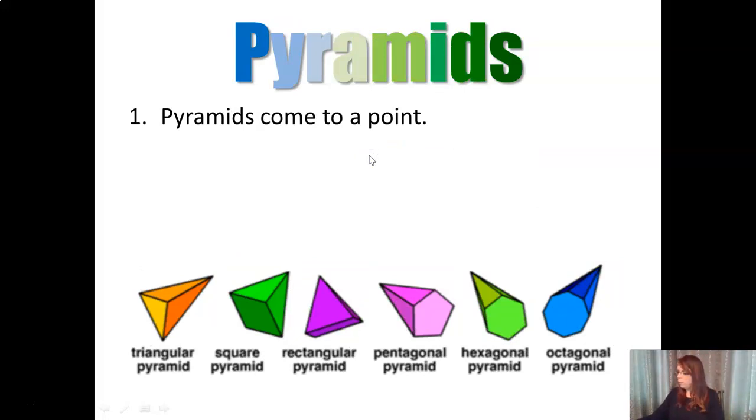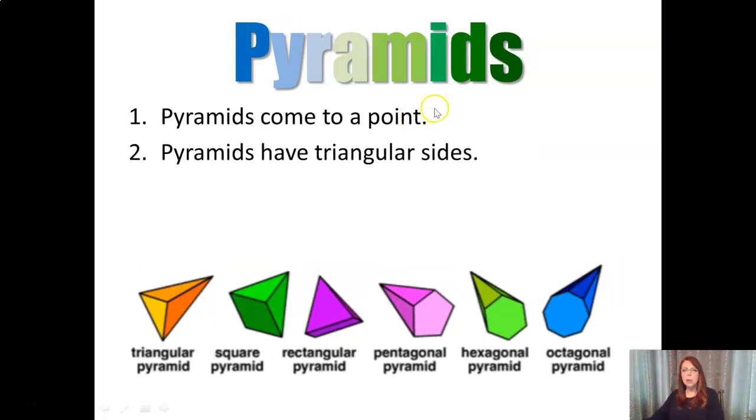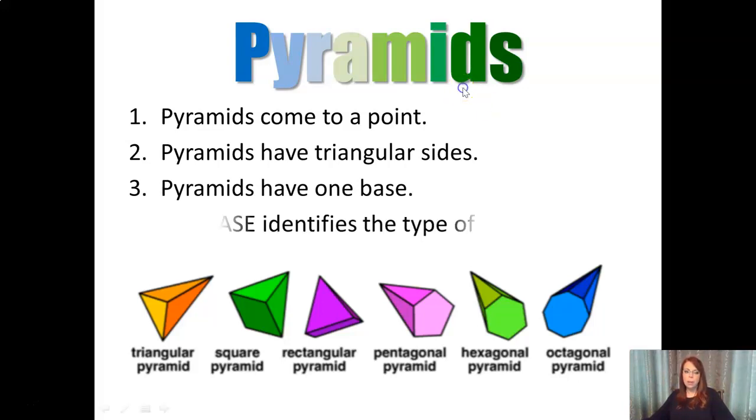Pyramids come to a point, right? Pyramids have triangular sides, so that's the big identifier between prisms and pyramids. A prism has rectangular sides, a pyramid has triangular sides, and a pyramid comes to a point, right? A pyramid only has one base, and the base identifies the type of pyramid that it is.